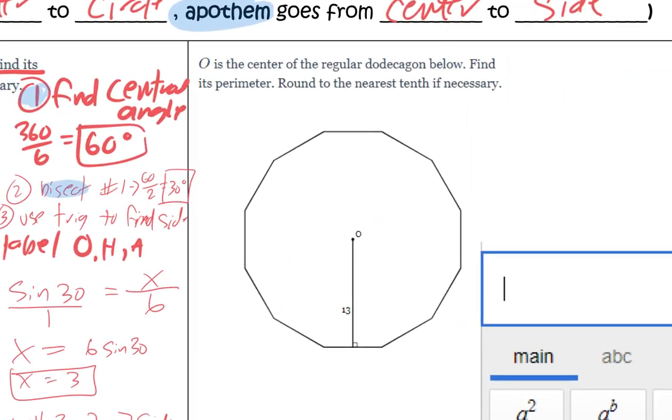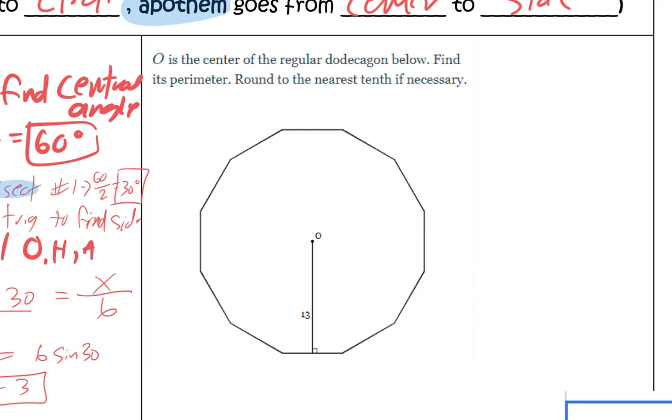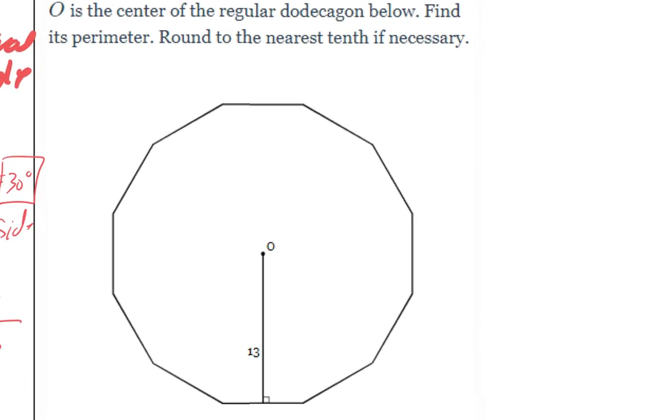Let's see if we can move a little faster now that we're getting even smarter. All right, so let's look over here. It says O is the center of this dodecagon. We may have forgotten what that is, but let's count it: 1, 2, 3, 4, 5, 6, 7, 8, 9, 10, 11, 12 sides. So a dodecagon has 12 sides.